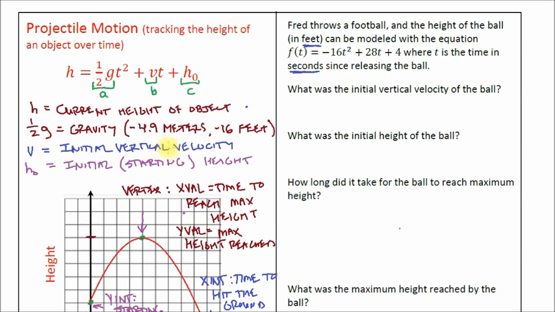Because the only velocity we're caring about at this point is the velocity up and down, not side to side, or not horizontal velocity. All right, so our first question, what was the initial vertical velocity? Well, how easy is that? Initial vertical velocity of the ball. We know the initial vertical velocity is 28 because that is the v in our equation, which happens to be our b parameter. So we're going to put a little note here: this is the b parameter.